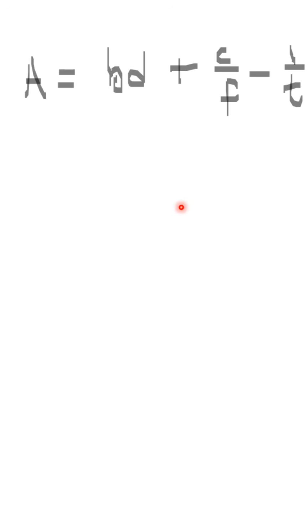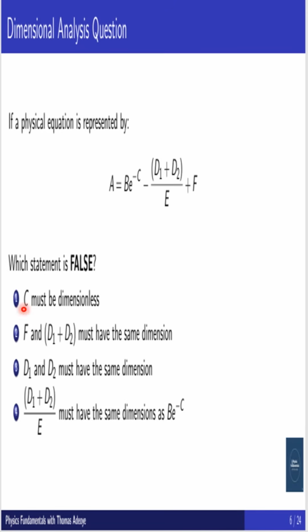Okay, so if you look at the equation, they say that F and D1 plus D2 must have the same dimension. I don't think this is correct. If you look at this, this is F. This equation has 3 terms: A, then B exponential minus C is the second term. This whole thing, D1 plus D2 divided by E, is the third term, and F is the last term in this equation. So we can say that A has the same dimension as B exponential minus C, and must have the same dimension as this whole thing taken together, and must have the same dimension as F.